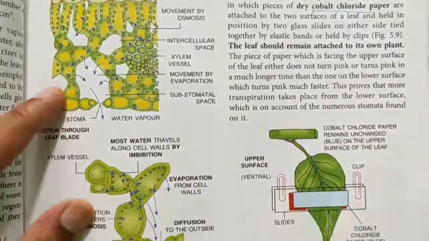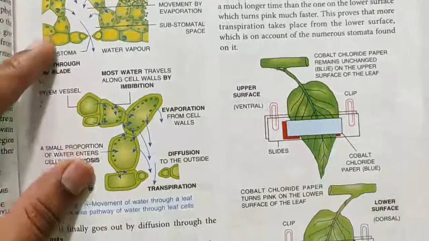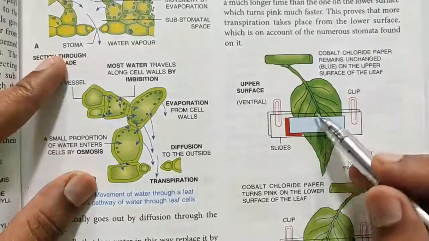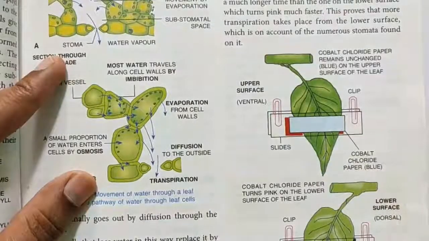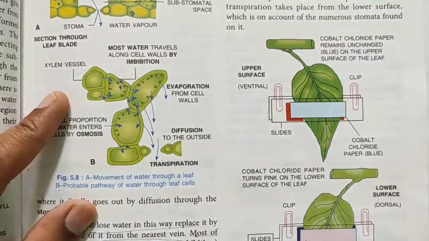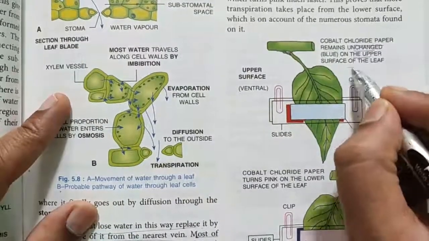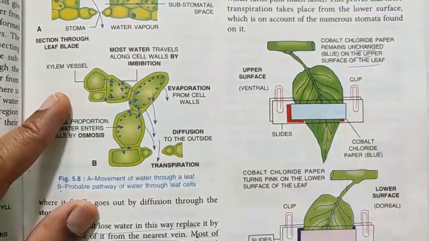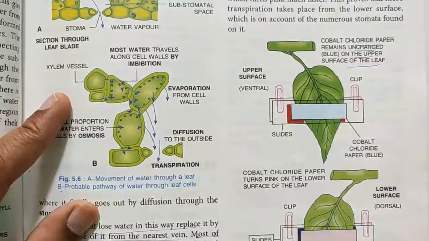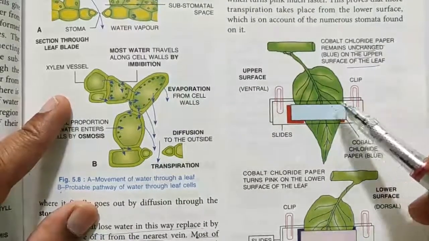In this diagram, a cobalt chloride paper is placed on the ventral surface of the leaf, and as a result you will find that the cobalt chloride paper placed on the upper part of the leaf doesn't change. It will remain unchanged. Its original color is blue, so it will remain blue only, because it is placed on the upper part of the leaf.